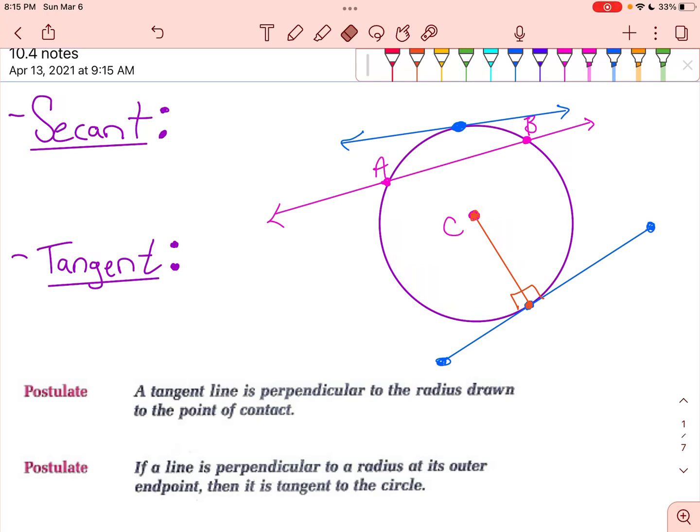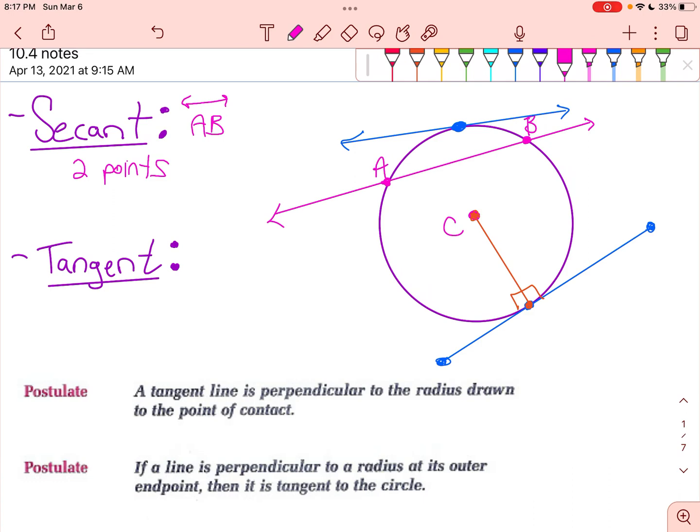Okay, so 10.4, we're finally going to start talking about what happens when there's lines and segments outside the circle. So we've talked about chords, we've talked about radii and diameter. The diameter is the longest chord, but what is a secant? An example of a secant is line AB. AB is considered a secant line because it intersects the circle at 2 points. Okay, so that's secant.